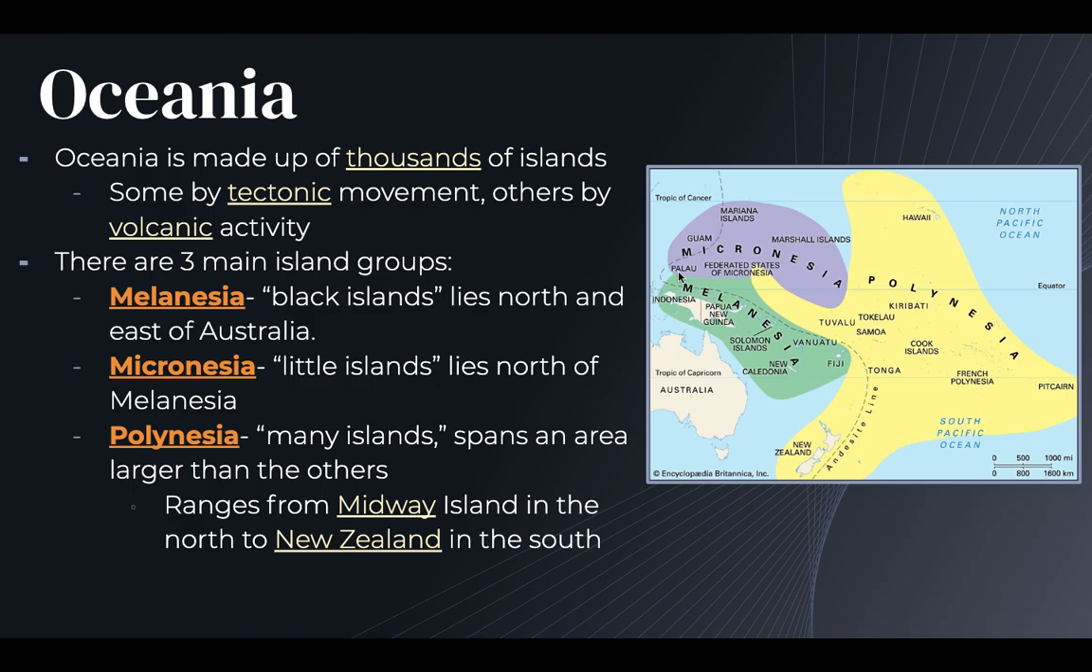And then Micronesia is just north of that. And then you have Polynesia, which means many islands. This goes all the way up, midway up here, all the way down, and includes Hawaii, all the way down into New Zealand. So all of this here is Polynesia. And so those are the three different areas there.